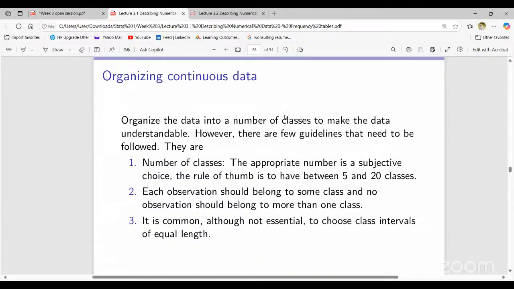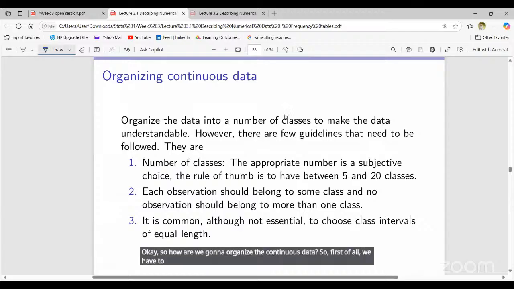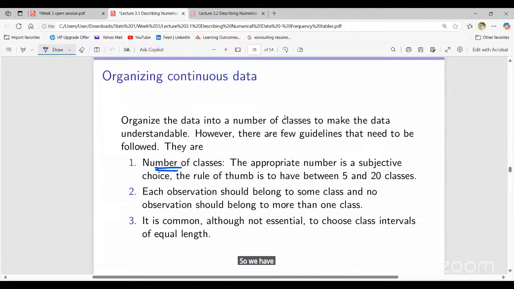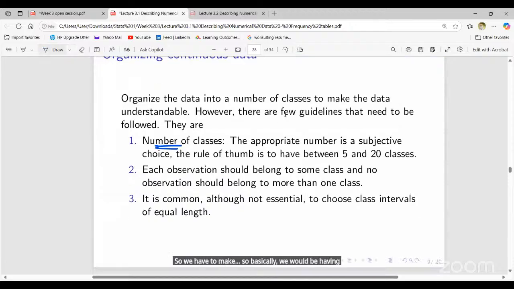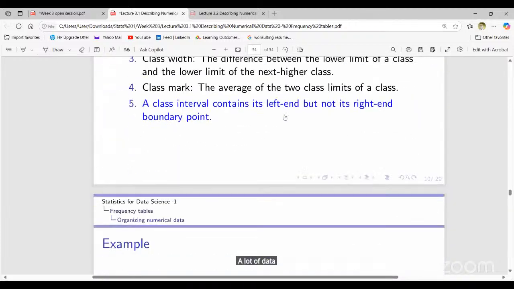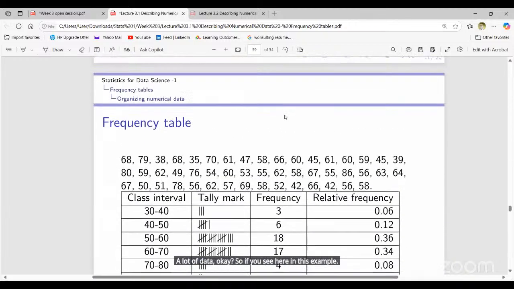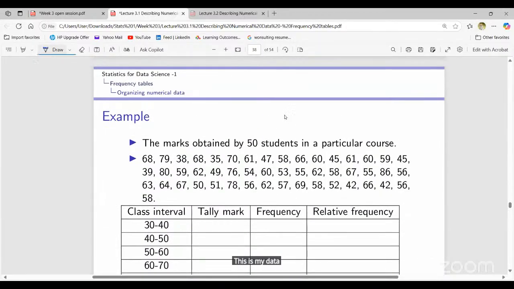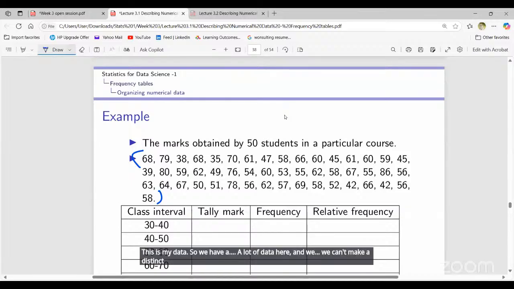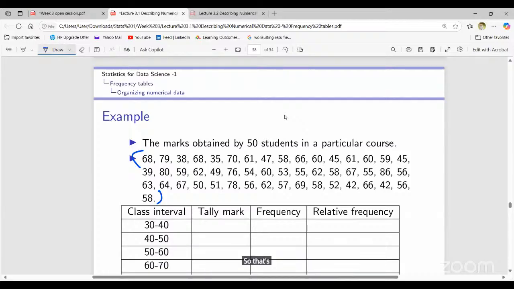First of all, we have to be clear about a few terms. The first term is the number of classes. Basically we would be having a lot of data. If you see here in this example, this is my data. We have a lot of data here and we can't make distinct values, right? They are repeating and they have a lot of values. So we are not going to make a table for the distinct values, as it would be a very big table. That's why we are using a continuous table.